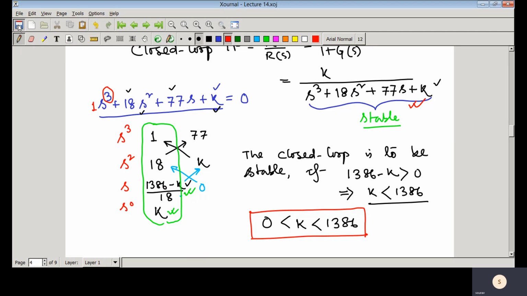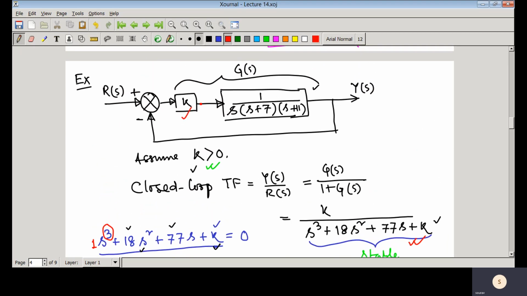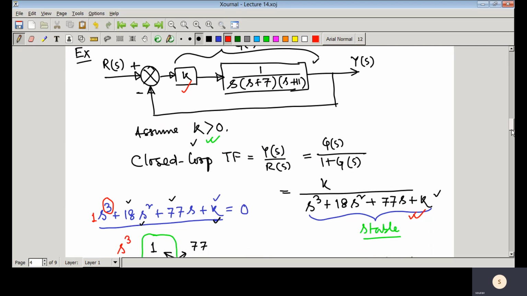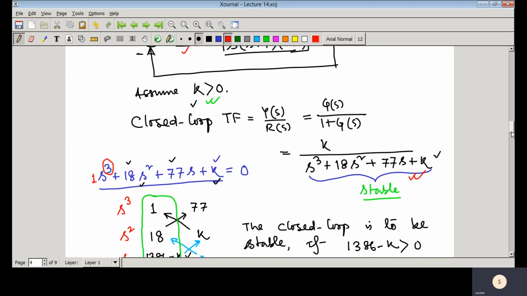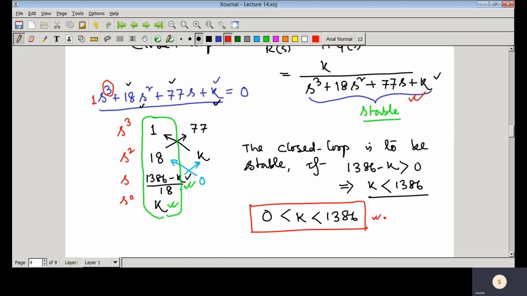So from this particular example, what we have learned is that whenever you have a closed loop system and suppose this K is a proportional controller, applying Routh-Hurwitz criteria and imposing the stability constraint, we can find the range of K for which that system would be stable.